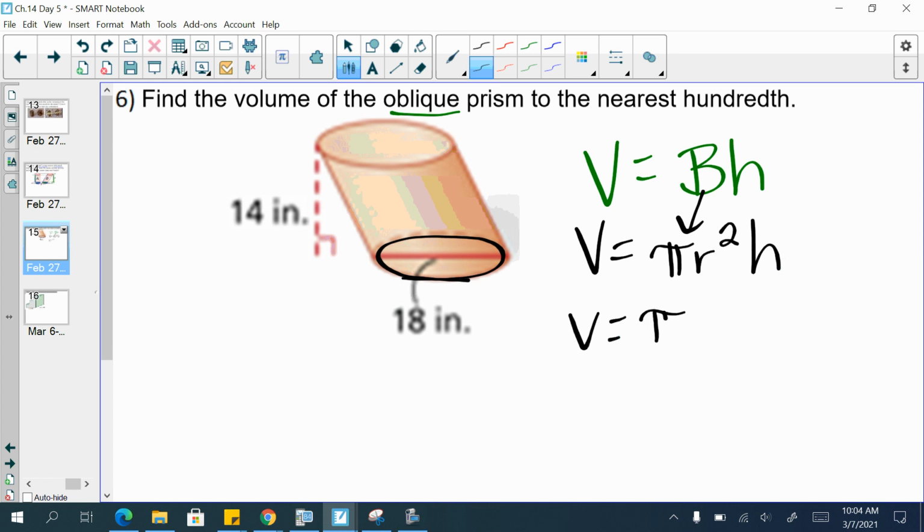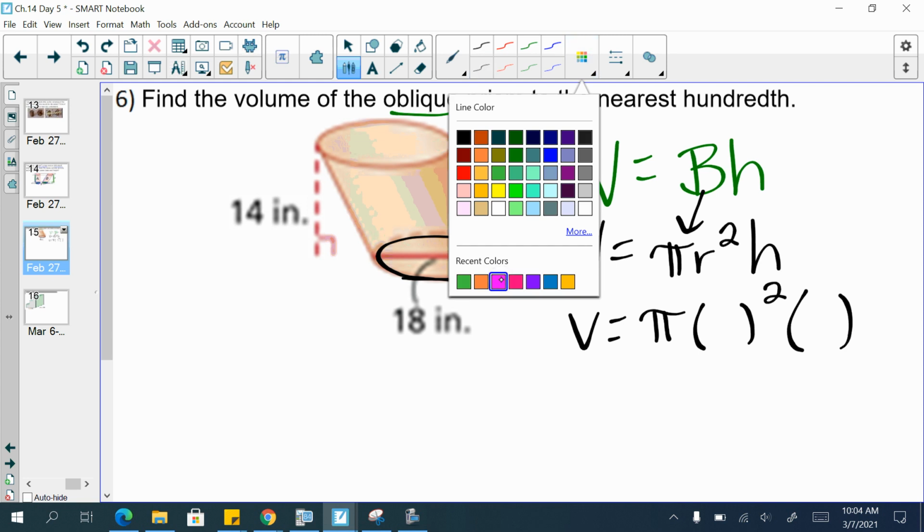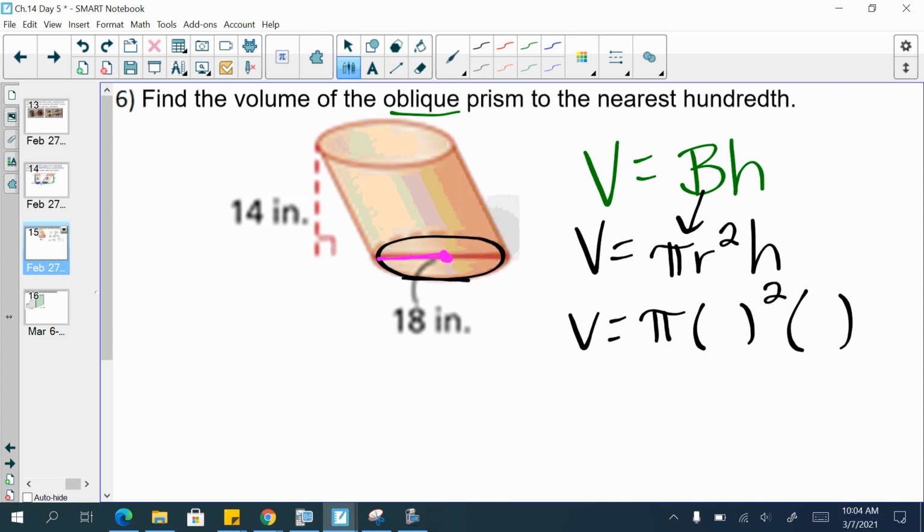So pi times the radius is going to be half of 18, okay? Don't forget, you have to have the radius in these area problems. The diameter is what we're given, so we have to take half of it. So we're going to be plugging in 9 in place of the radius, and then the height is this perpendicular length out here. How tall is the cylinder?